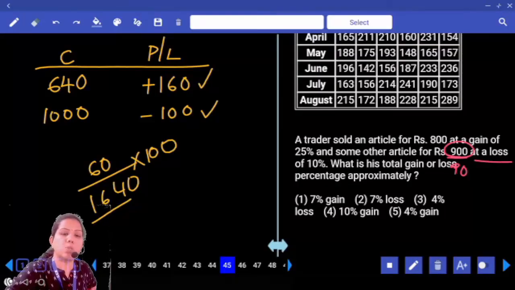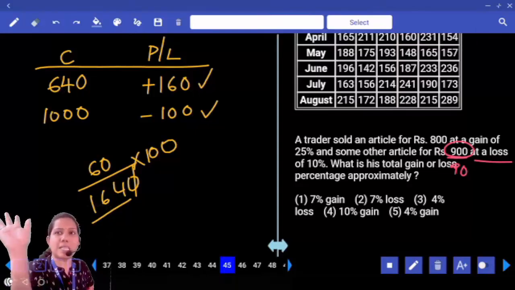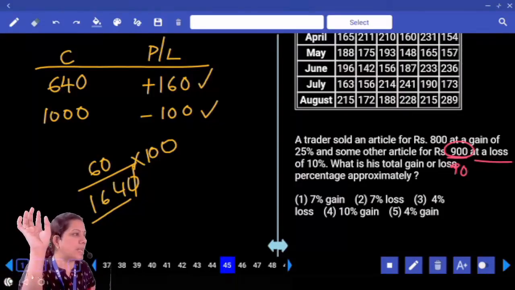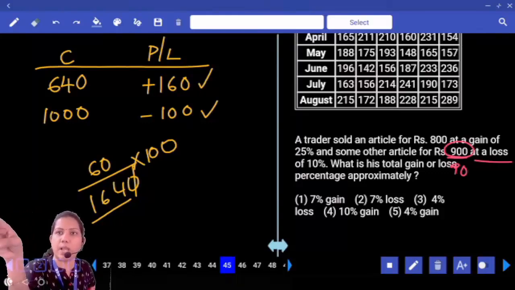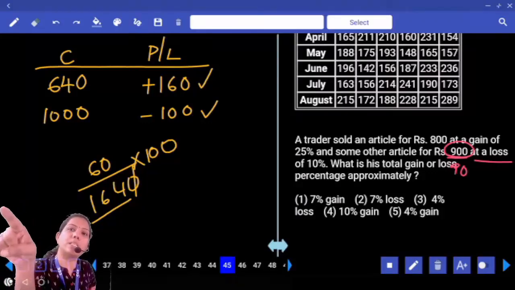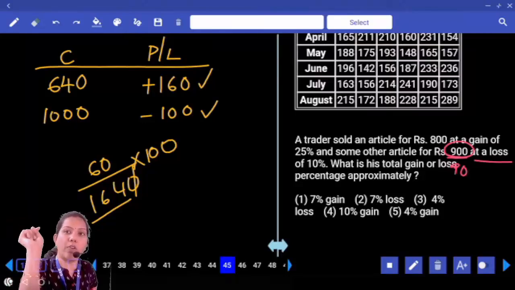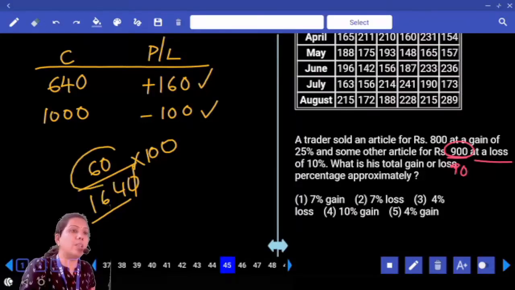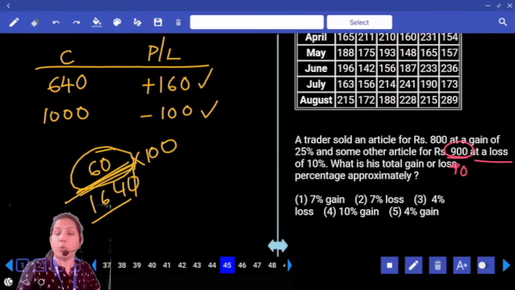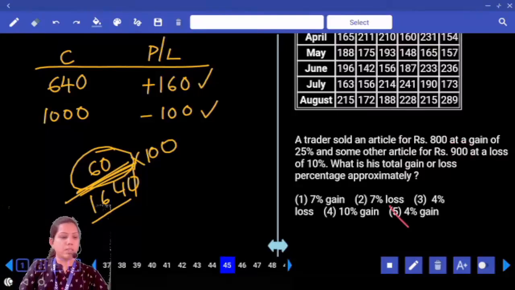What is the 10% value? 164. And the next, 20% value? 328. And what is the 30% value? Approximately 16. 164 means approximately 16, so 16 is the 10% value. 20% value is 32. 30% value is 48. And 40% value is 64. So it is very near to 4%. So the answer is 4% gain.